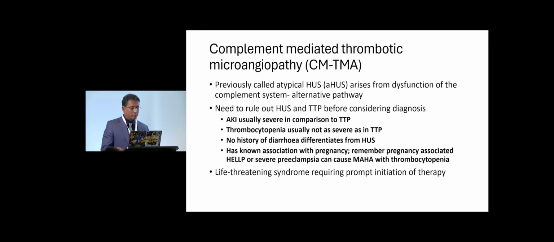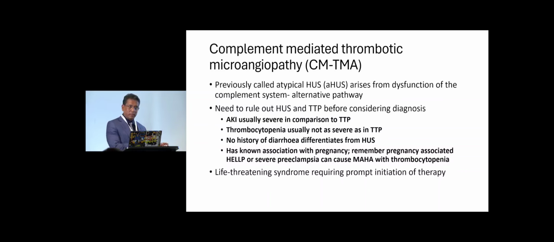Just moving on. Complement-mediated thrombotic microangiopathy. So previously it was called atypical HUS. This is from dysfunction of the alternative complement pathway. So again, you need to think HUS and TTP are probably much more common than this condition. Complement-mediated TMA, the AKI is much more severe in comparison to TTP. I keep stressing TTP, usual creatinine less than 176. Thrombocytopenia not as severe as TTP.